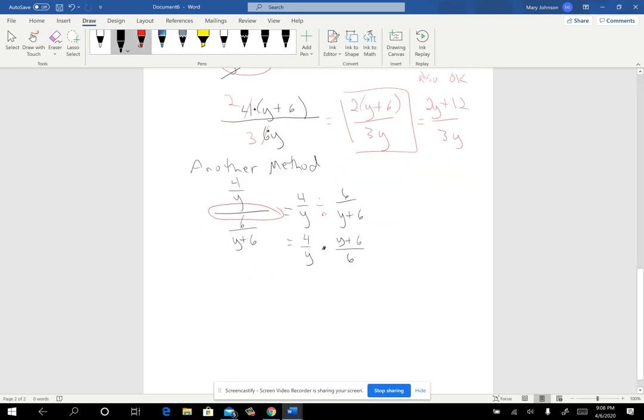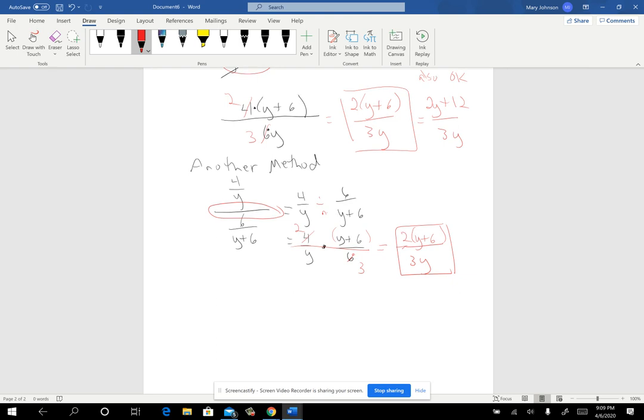And then at that point, you could think of this as just one big fraction bar, and you could notice that you could divide by 2, divide 2 into 4 and into 6, and get your final answer. 2 times y plus 6, over 3y. All right, so that works good because it was one fraction divided by one fraction.